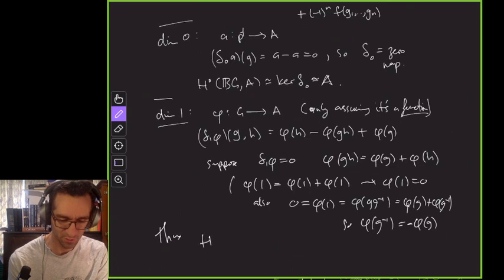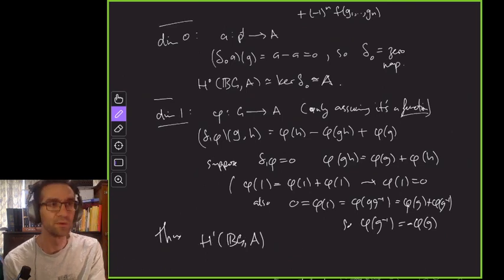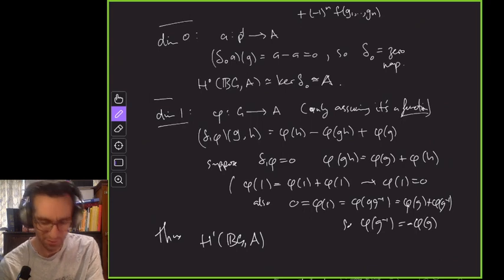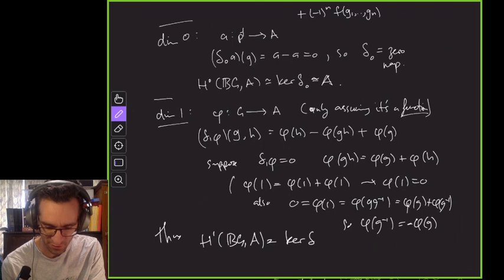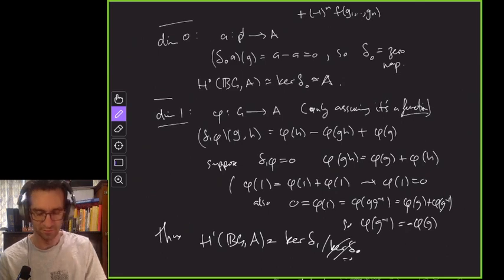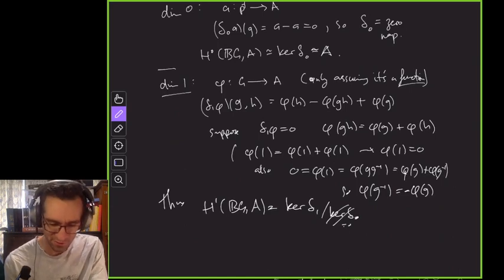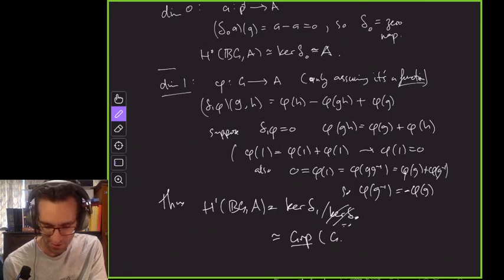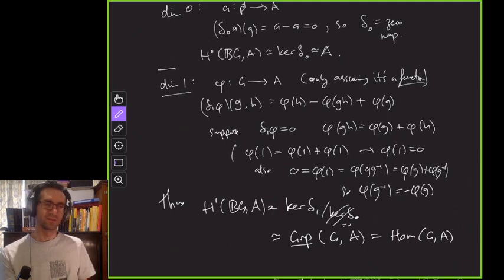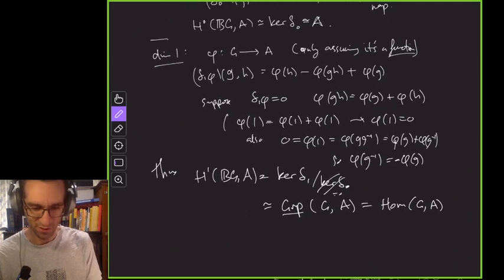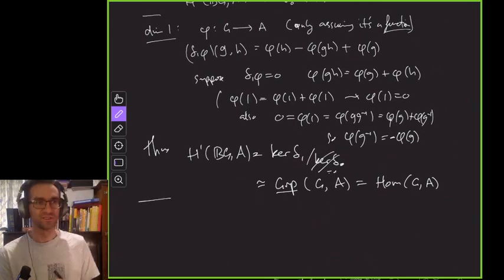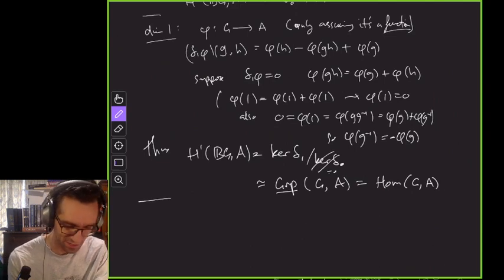Thus, H1, remember, delta zero is the zero map. So this is the same as the kernel of delta one, but the kernel of delta zero is nothing. That's equal to zero. And so things in the kernel of delta one are precisely the homomorphisms from G to A. I might write Hom(G, A). This is quite nice. I'm not seeing anything near to what my problem is, but I'm sort of doing some nice calculations.